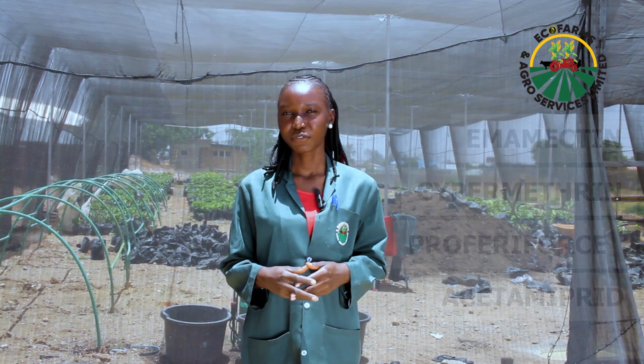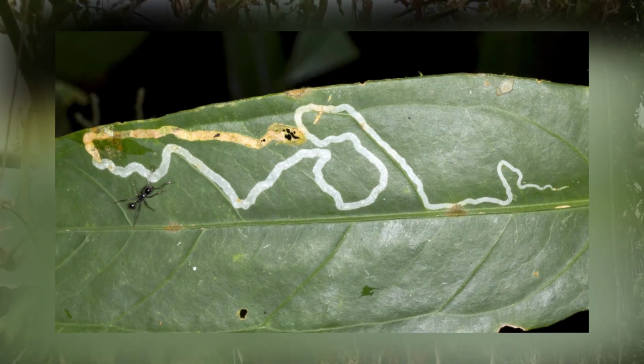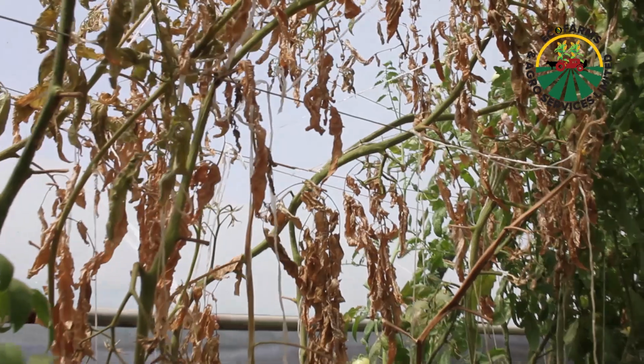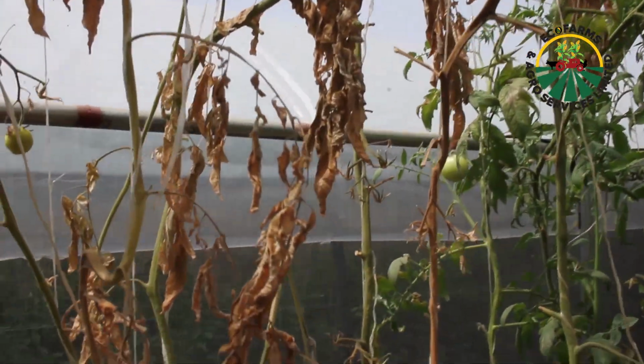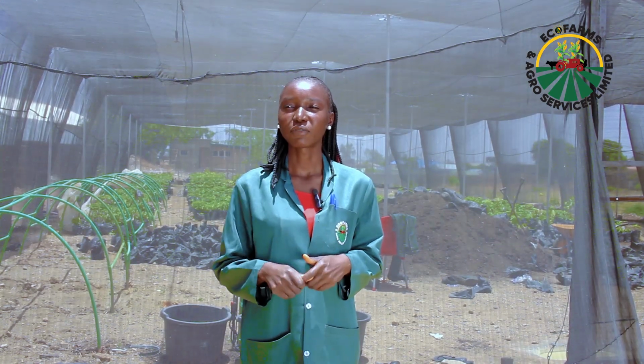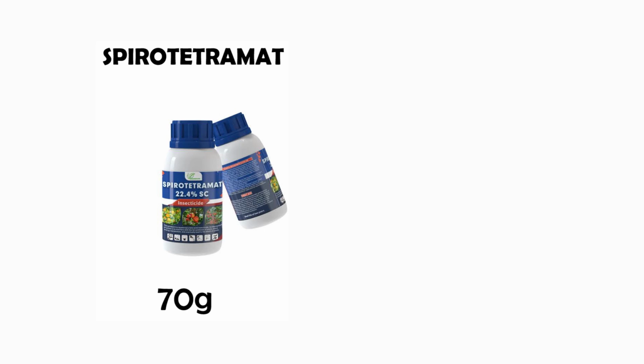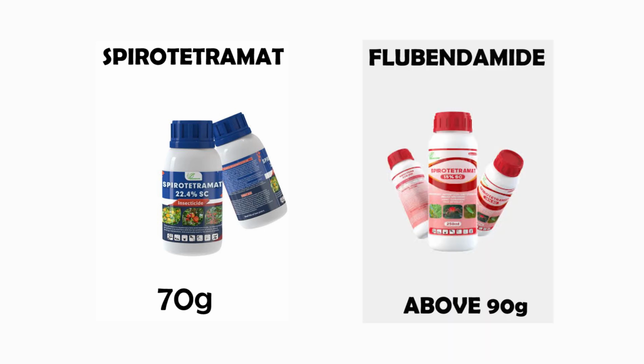And then for the leaf miners, which initially affects the leaves, then from the leaves the stem, and then it goes to the fruits. Where you see the fruits, they have the larva of the leaf miners coming out. So for the leaf miners, you use spirotetramat at 70 grams per volume, and then flubendiamide at above 90 grams per volume.